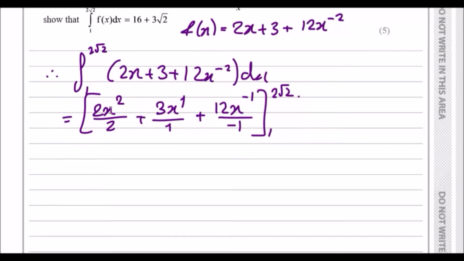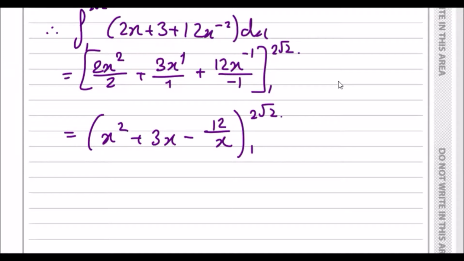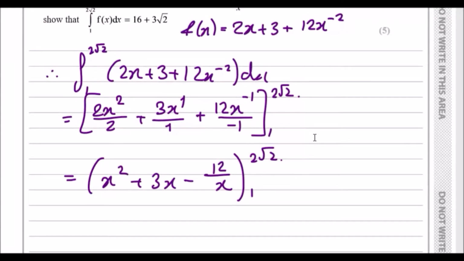What I would personally do is firstly try and simplify this. Inside the bracket, we're going to have x squared plus 3x, and this is going to be minus 12 x to negative 1, or bringing x to negative 1 underneath, minus 12 over x. And then you put the limits in. Thankfully you can put this all in the calculator at once, which is a good thing. If you put in 2 root 2, what do we get?